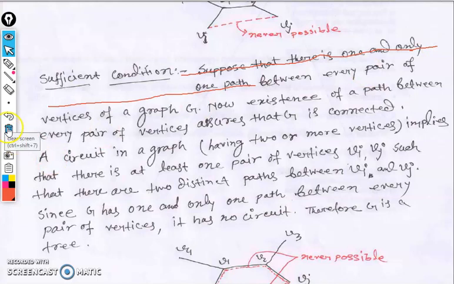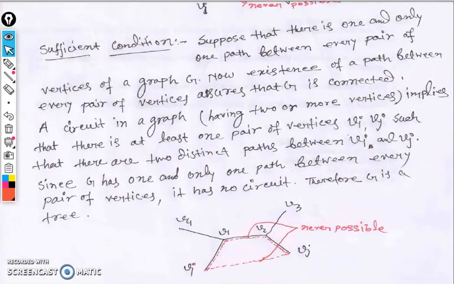Suppose, what should be the sufficient condition? First we consider the graph where any two vertices must have a path. You have to prove that this graph should be a connected graph, and this graph should be a tree. That is our motto. Suppose that there is one and only one path between every pair of vertices of a graph G.